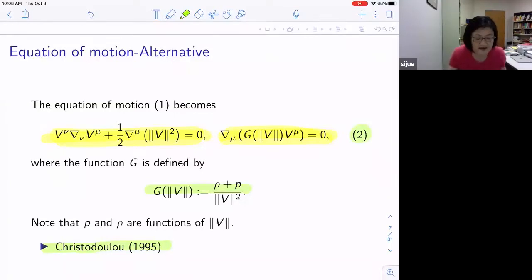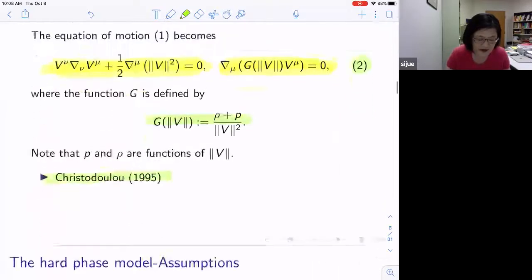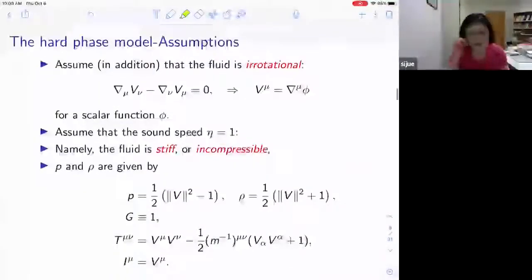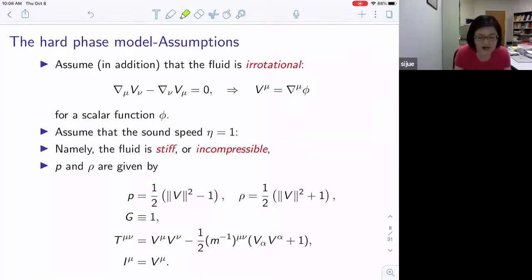Now this in general describes a barotropic fluid, right? So now we want to introduce even more simplifications. We assume that the fluid is irrotational. Irrotational is usual, right? That means the velocity field equals the gradient of some potential function v, and we assume that. So this is actually an assumption.